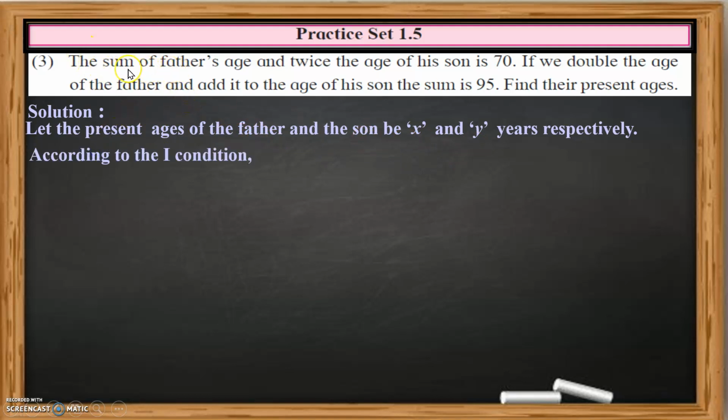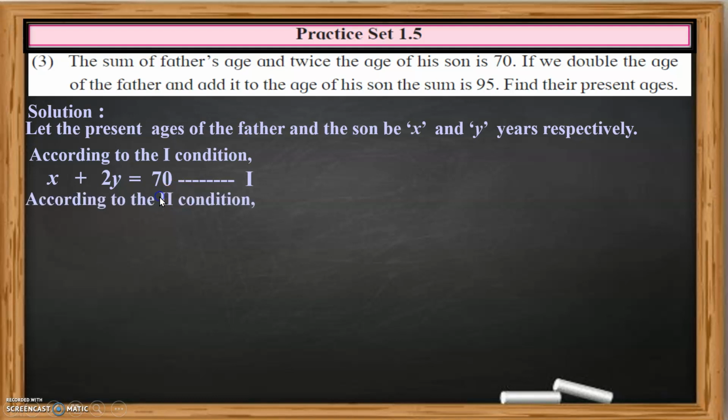Now, according to the first condition, what is the first condition? The sum of. Sum means again you have to add. What you have to add? Father's age. So what is the father's age? x. So I'll take x. To what you have to add? Twice the son's age. What is the son's age? y. And twice means 2y. Twice means 2 multiplied by y. Is 70 means equal to 70. And we'll call this equation number 1. Hope you have understood how we have got the first equation.